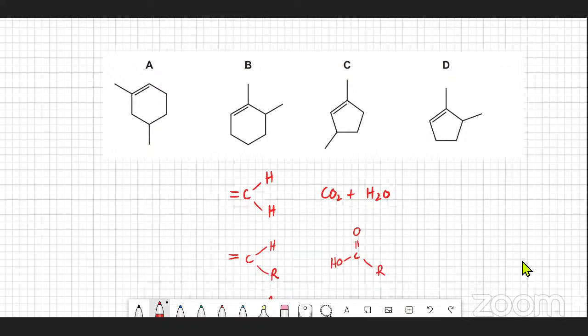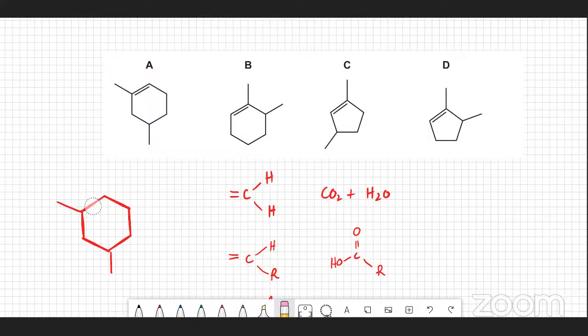Let's look at the first one. The first one has carbons connected to each other, and there's a branch over here, and here's a double bond. So what's going to happen? The double bond is going to break in the middle. So I'm going to rub that off. Okay, so the double bond is gone.